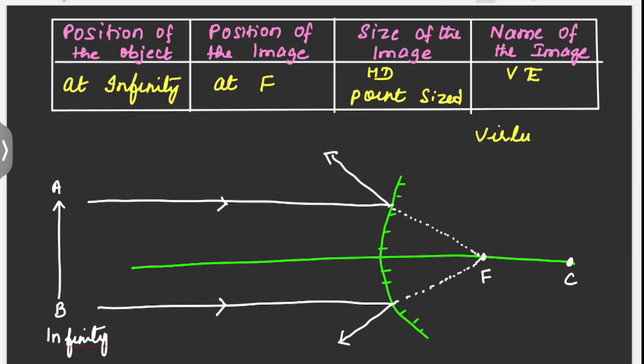Virtual meaning is it is not real image. It appears to be formed behind the mirror. And erect. Erect means straight upward image is formed. So always remember, if it is virtual, it will be erect always. If it is real, then it will be inverted. Real will be inverted. Virtual means it will be always erect. So this is the first one.